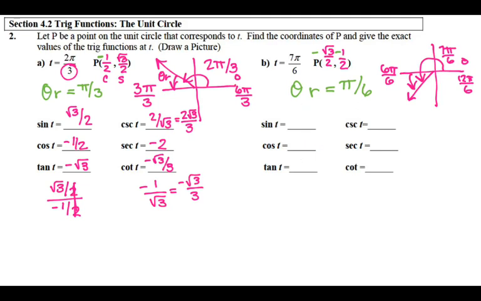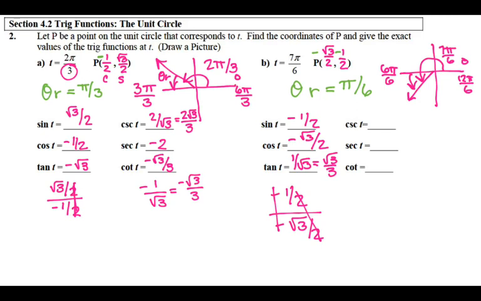Alright, let me start that over. So cosine is my x. X is negative root 3 over 2. Sine is my y, negative 1/2. Tangent is y over x, so negative 1/2 over negative root 3 over 2. 2's cancel, negatives cancel, so that leaves me with 1 over root 3, which I need to rationalize.